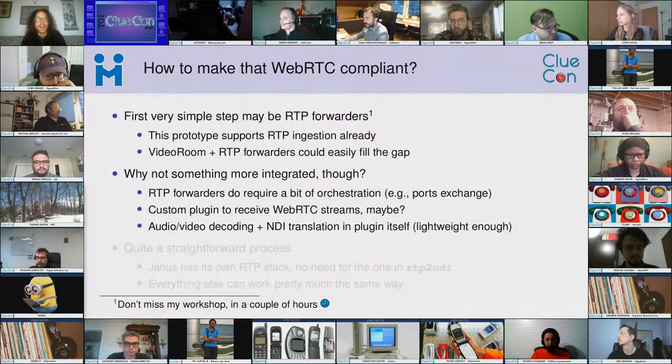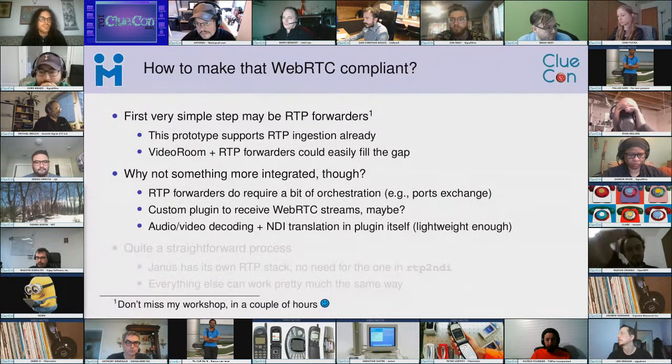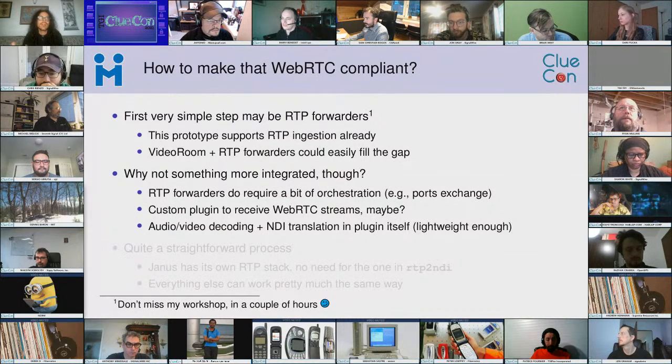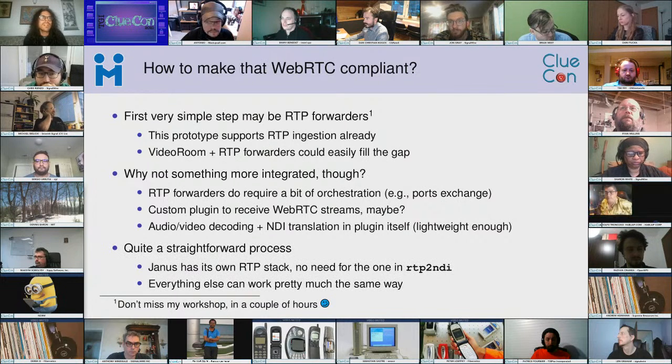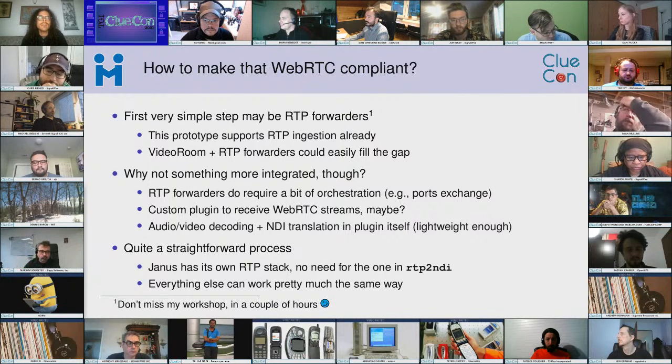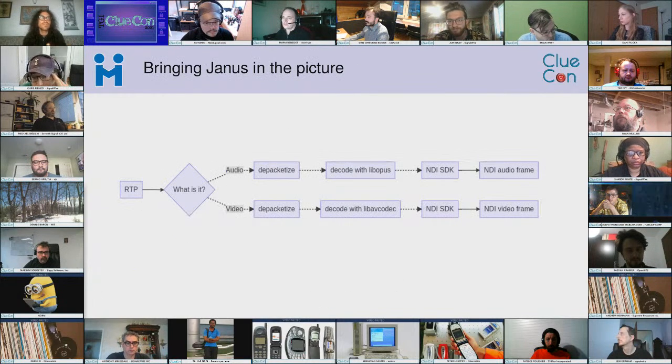typically because we tend to avoid transcoding in Janus itself. And eventually this turned out to be a relatively straightforward process, mostly because Janus has its own RTP stack, so I didn't need the RTP stack that I created for the RTP to NDI tool. Everything else worked pretty much the same way, which means that if we look at the diagram that I described before, I basically just needed to change a few things in order to make it work as a custom Janus plugin instead.